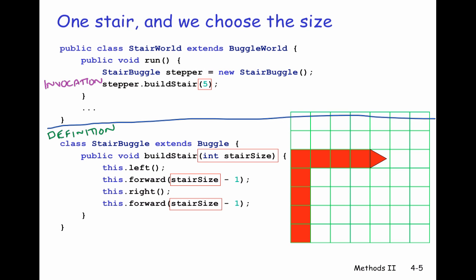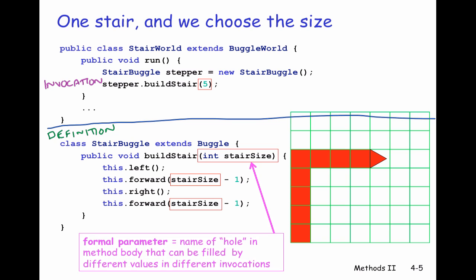To do that, we are going to modify the definition of our buildStair method to include a formal parameter, like we talked about in the last screencast. This formal parameter has 2 parts. It has a name, which is essentially the name of a hole inside the body of our method. The name in this case is stairSize, and anywhere we wish to refer to the formal parameter, we use the name stairSize. And the second part is a type, which says the type of value that we expect the hole to be filled with, in this case, an integer.